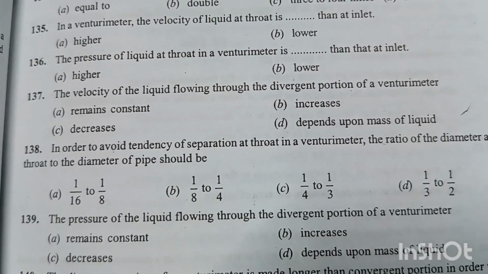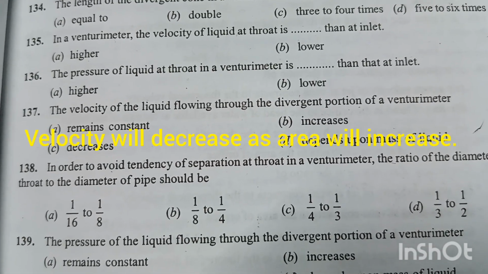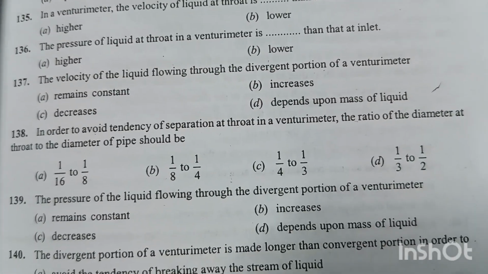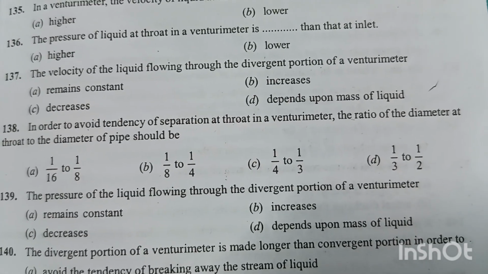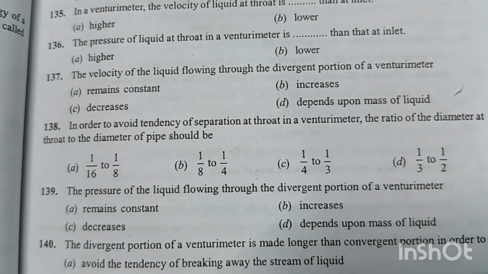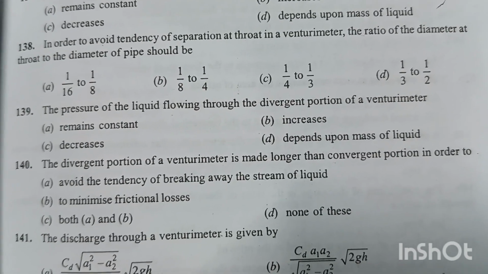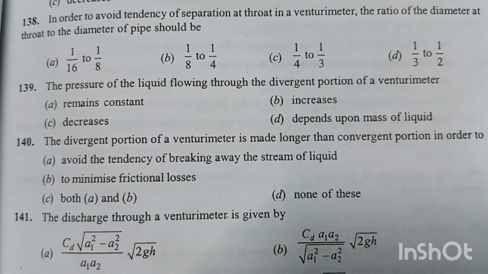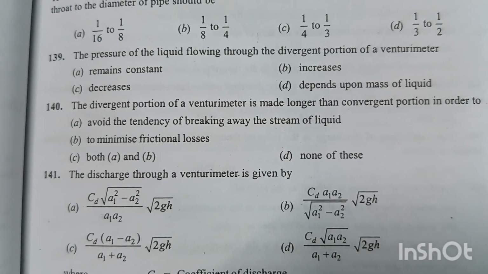Question number 137. The velocity of the liquid flowing through the divergent portion of a venturimeter decreases and area increases. Question number 138. In order to avoid tendency of separation at the throat in a venturimeter, the ratio of the diameter at the throat to the diameter of the pipe should be 1 by 3 to 1 by 2. Option D is right answer. Question number 139. The pressure of the liquid flowing through the divergent portion of a venturimeter increases. Option B is right answer. Question number 140.